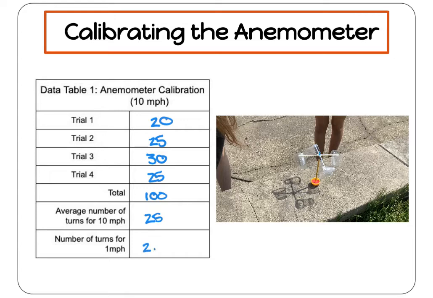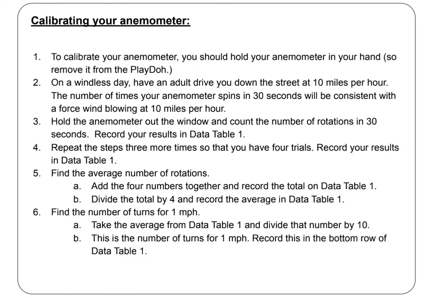My result is 2.5 turns for 1 mile per hour. What's yours? Pause the video now to follow our procedure for calibrating your anemometer.